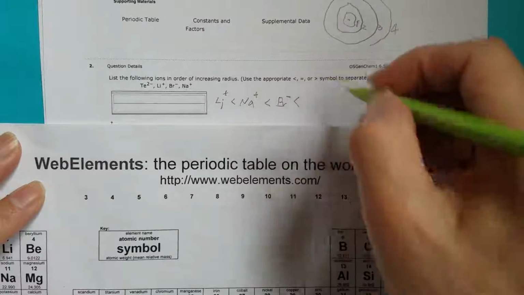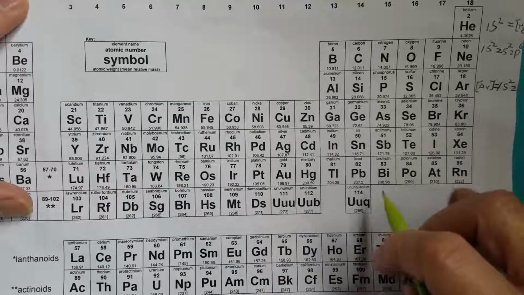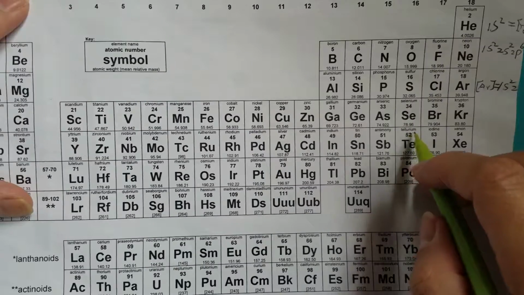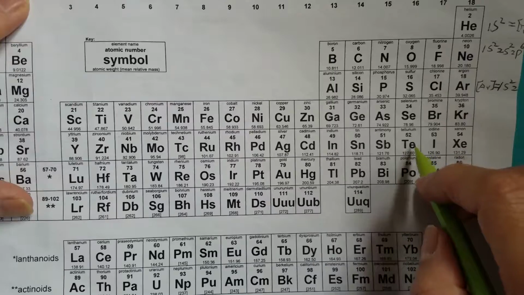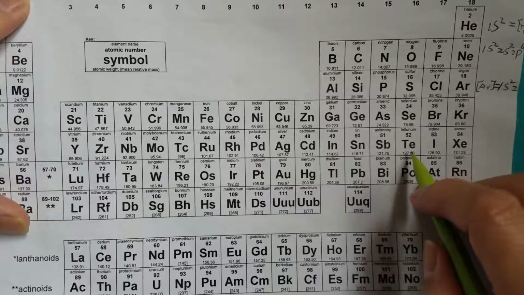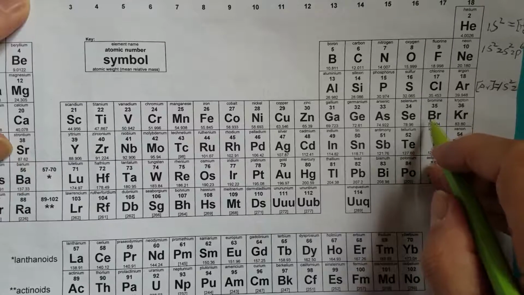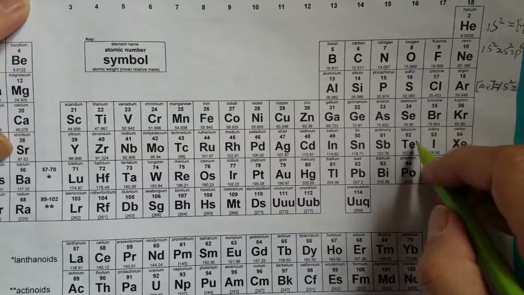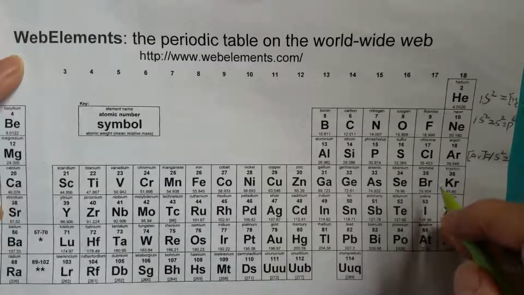And then the last one, what is it? It's tellurium, so Te, and that's n equals 5. Br is in the 4th period, and this one is in the 5th period. So therefore, this is even larger than that one.